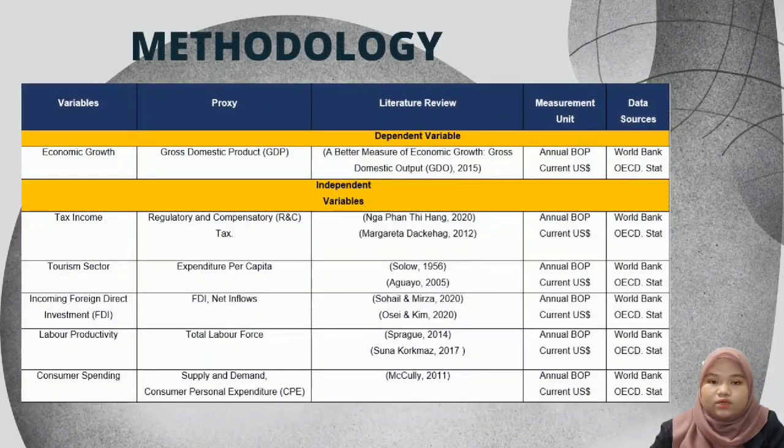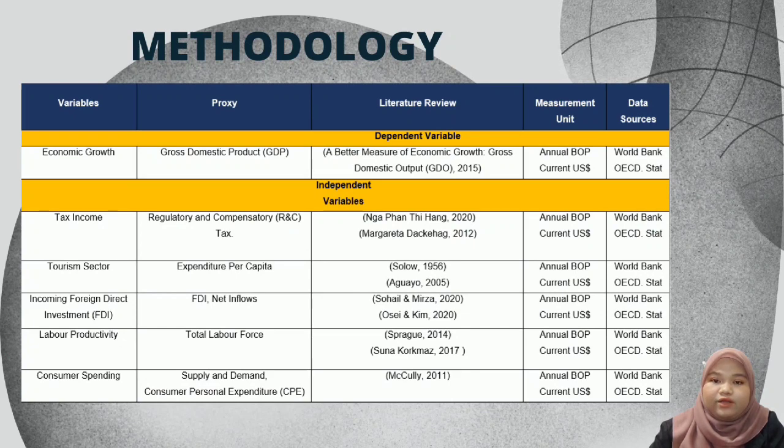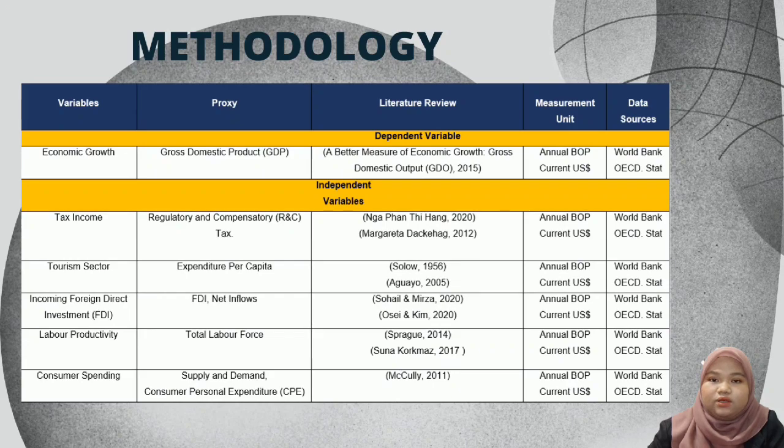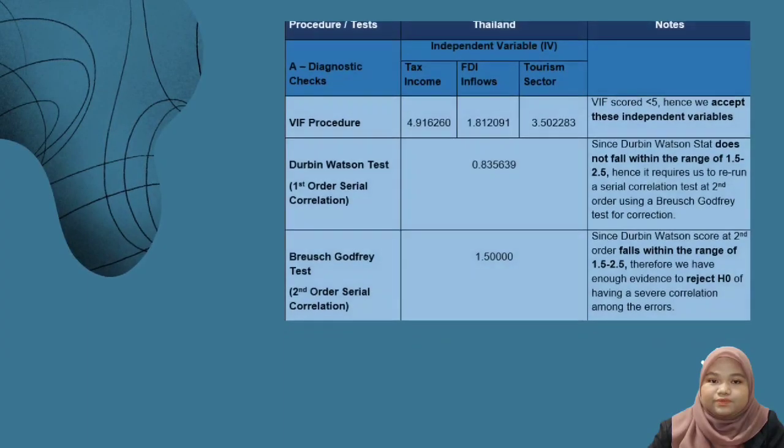Next, we move to the methodology. For economic growth, the proxy is gross domestic product. For tax income, the proxy is regulatory and compensatory tax. For the tourism sector, the proxy is expenditure per capita. For incoming foreign direct investment, the proxy is FDI net inflows. For labor productivity, the proxy is total labor force. And for consumer spending, the proxy is supply and demand, consumer personal expenditure.